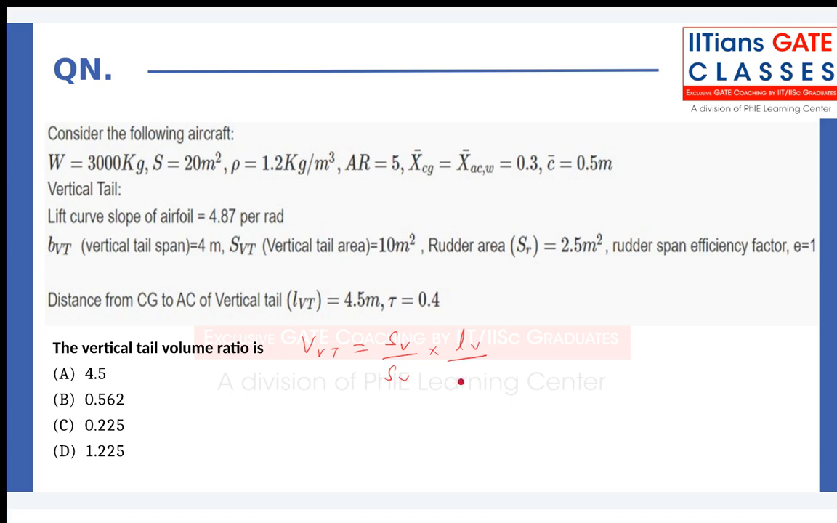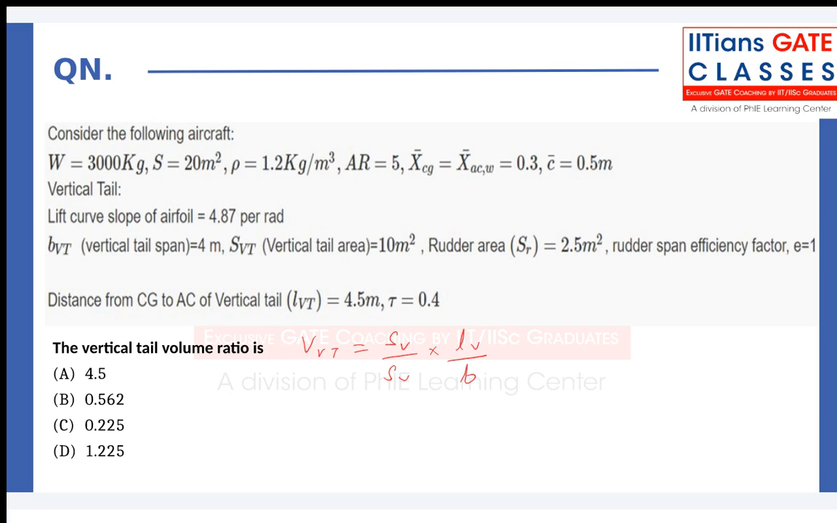C bar is for the horizontal tail. For the vertical tail, it is the span of the wing, because the axis has changed now. Your horizontal tail was along the longitudinal axis. This is along the vertical axis, right? So it is the span of the wing. Now can you see where you made the mistake?